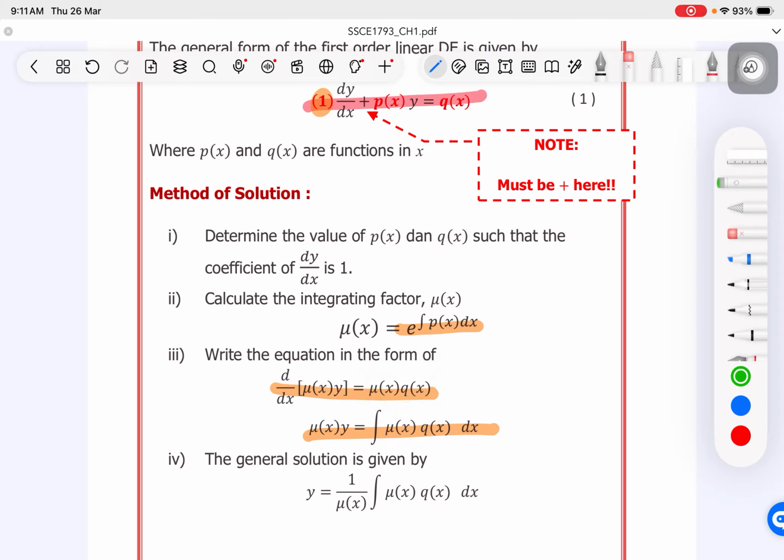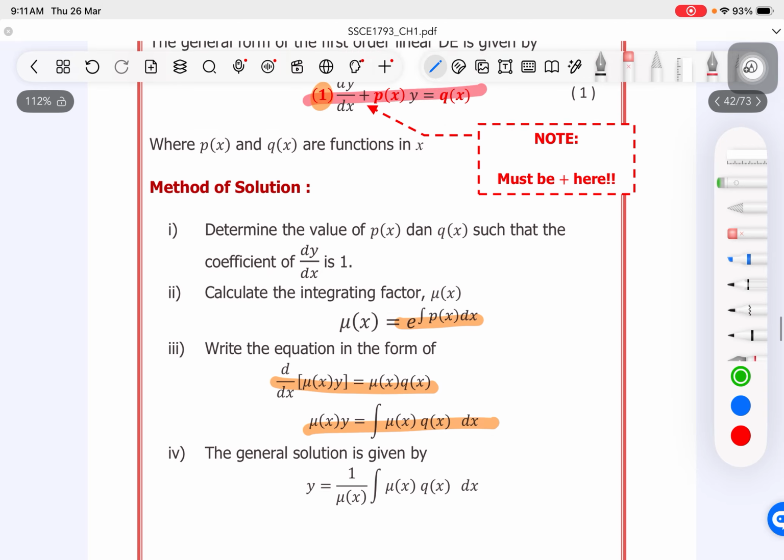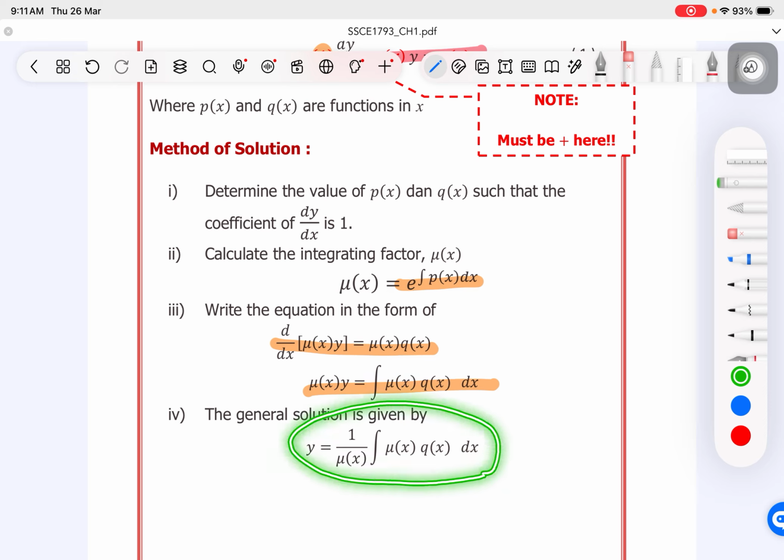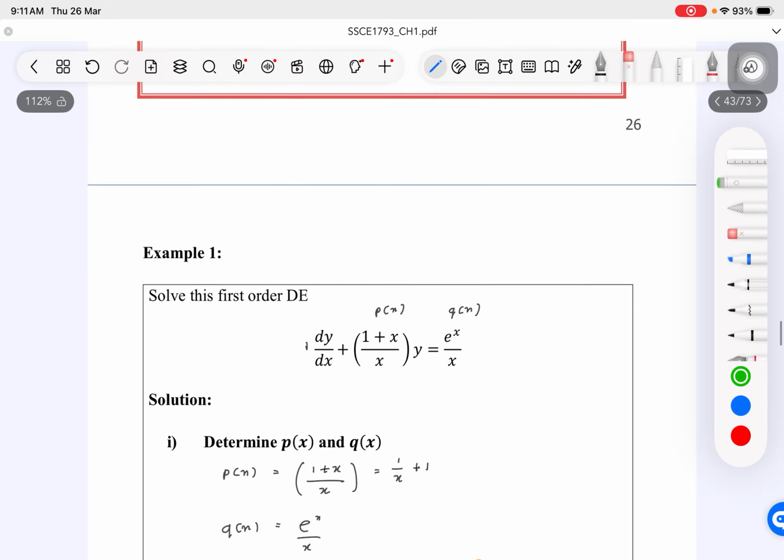To find μ(x)y, we just rearrange the equation. And then we want to find the general solution, so we let y be the subject. Once y is the subject, this is the general solution of the linear equation. Alright, simple, right? Now let's see an example.